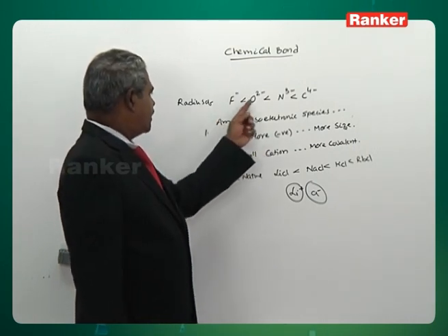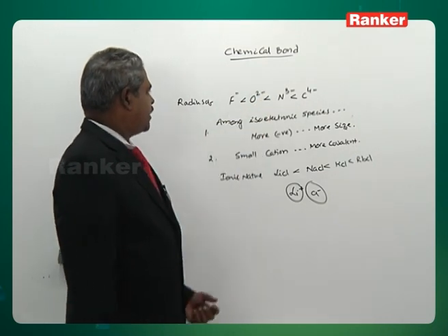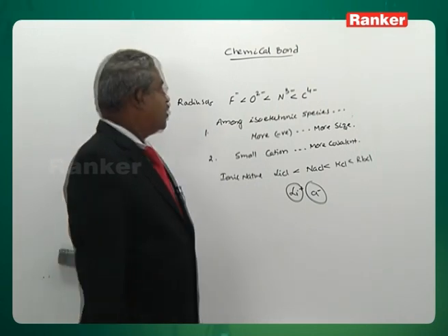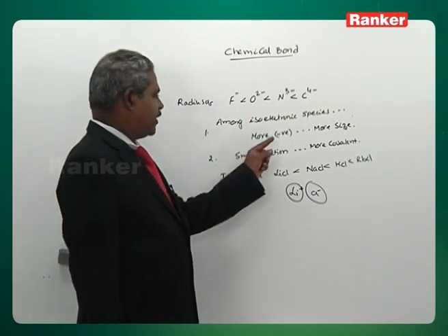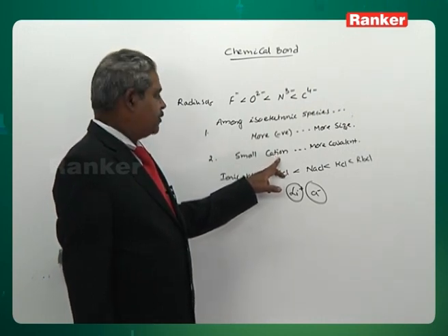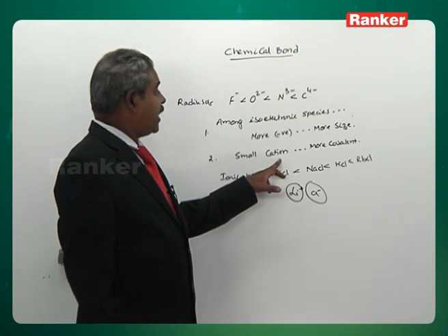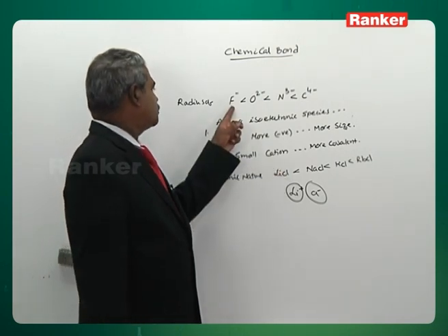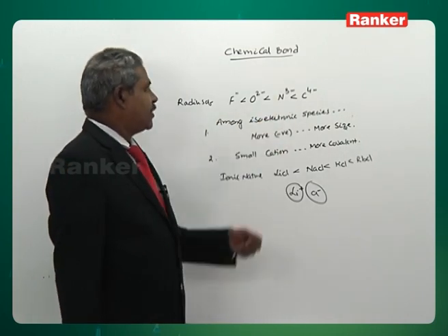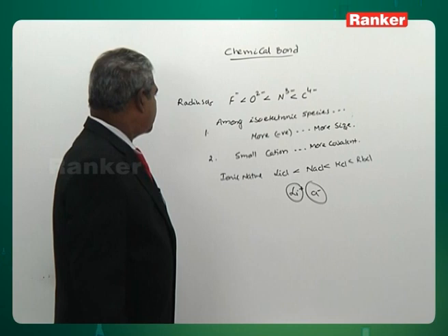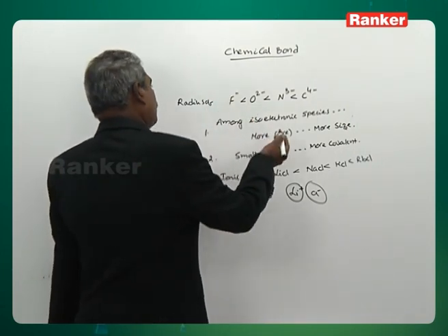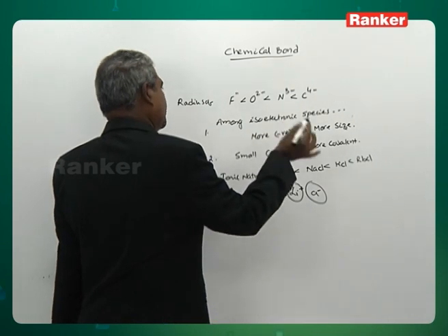Now, compare the ionic nature of these: fluoride, oxide, nitride, carbide. Which among them is more ionic and which among them is most covalent? Let us see. Small cation, more covalent. Small anion, opposite. Small anion, more ionic. Therefore, F minus is more ionic, C4 minus is more covalent. Therefore, once again, fluorides are more ionic than oxides, more ionic than nitrides, more ionic than carbides.